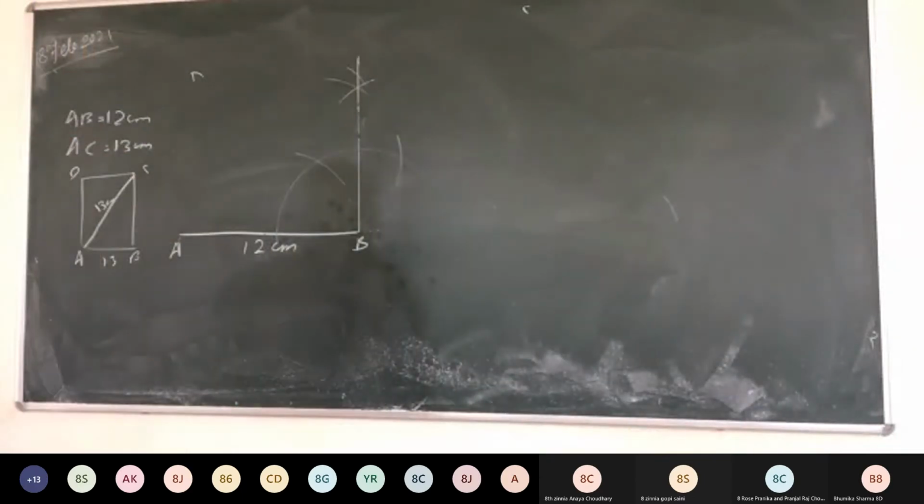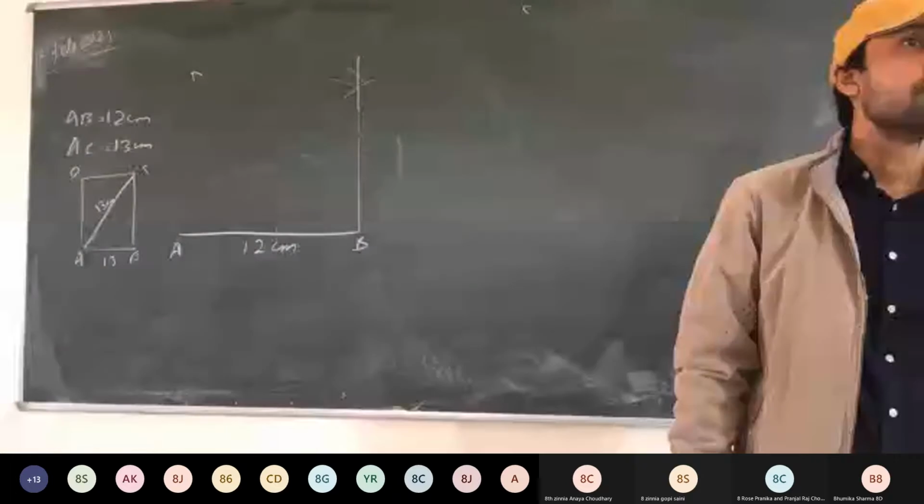Vedant, pay attention. Stop doubling now. Front.